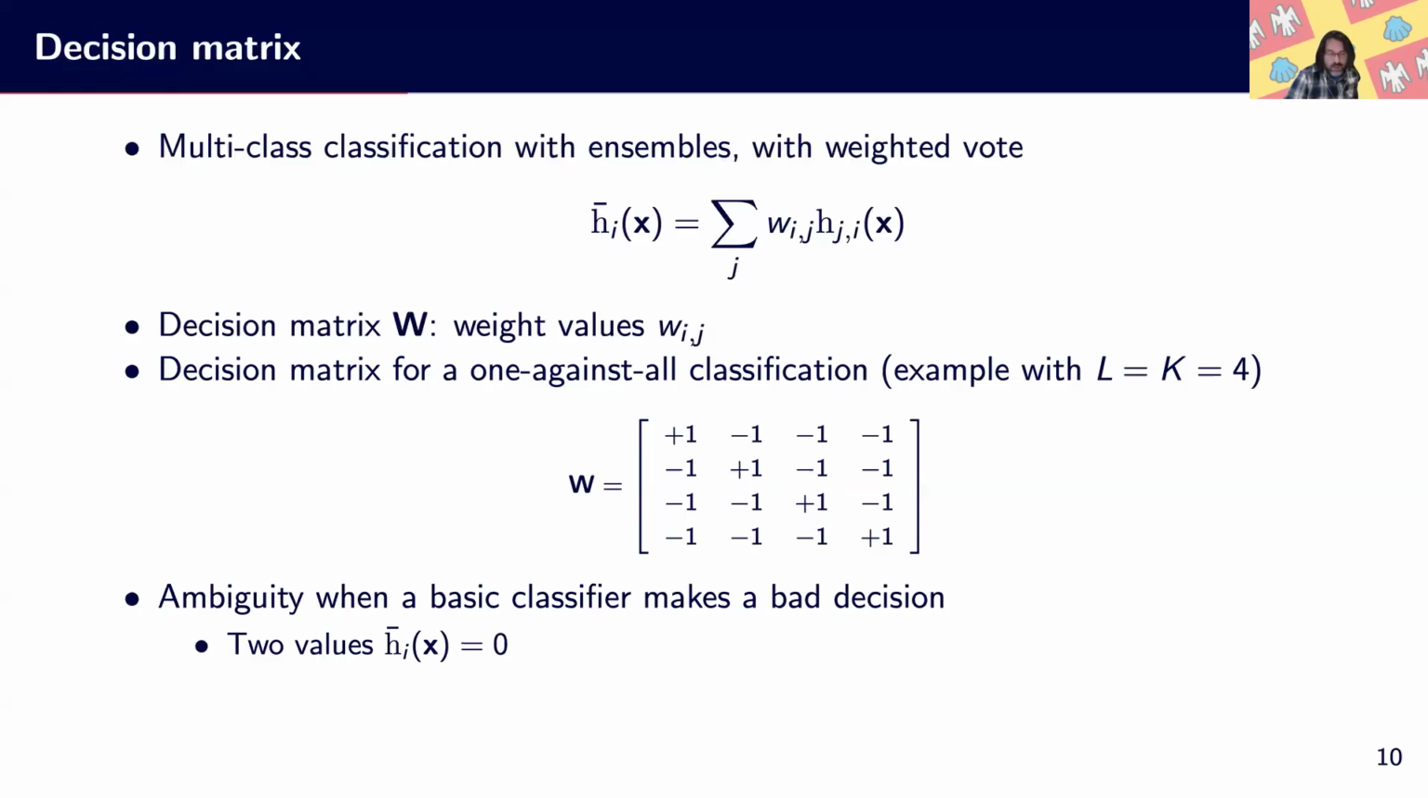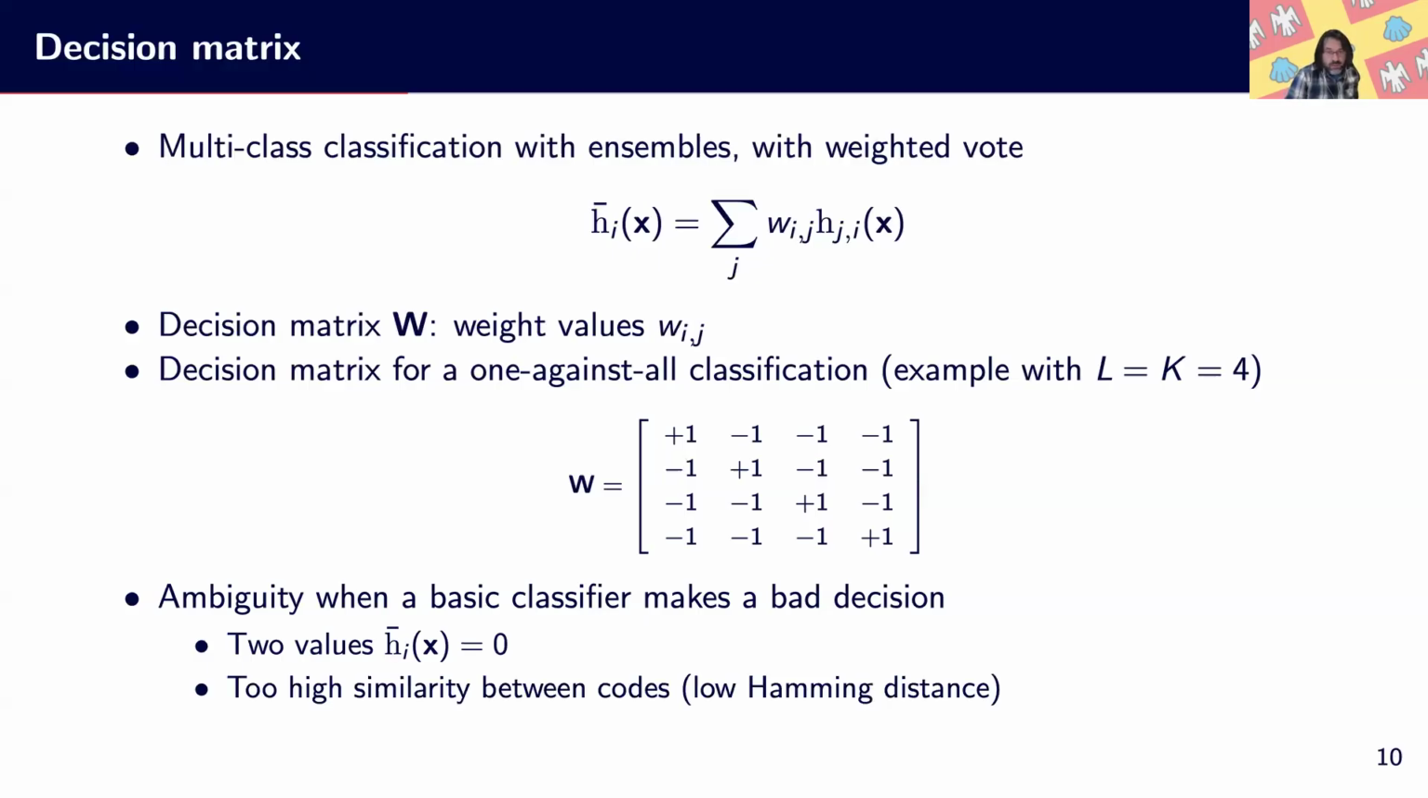The point here, however, and this is the case for one against all classification, is that there will be some ambiguity when a basic classifier makes a bad decision, because there is likely to be 2 values of H bar equal to 0 for 2 different indices. That can happen. It will in fact be very likely to happen here when we are making a bad decision, and then it's not easy to resolve that, and usually we get in a case where we will need to reject the sample, or not process it with that ensemble.